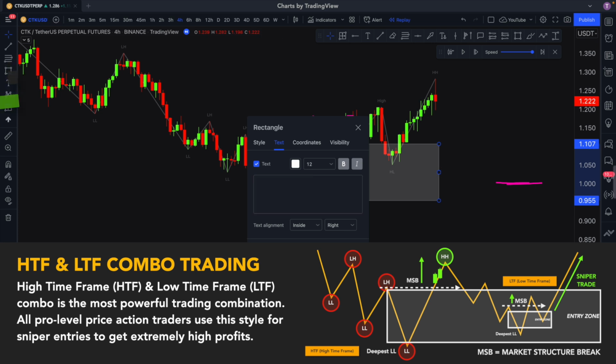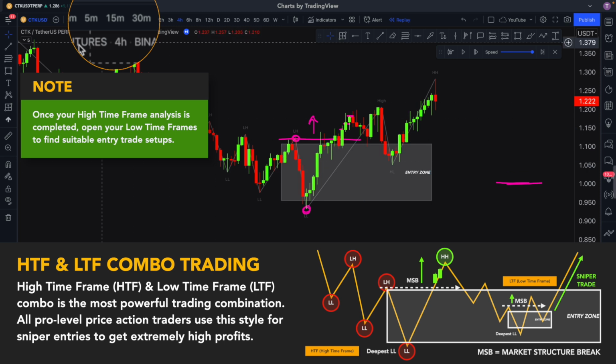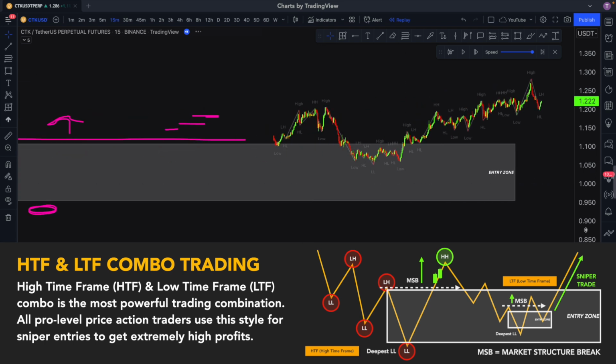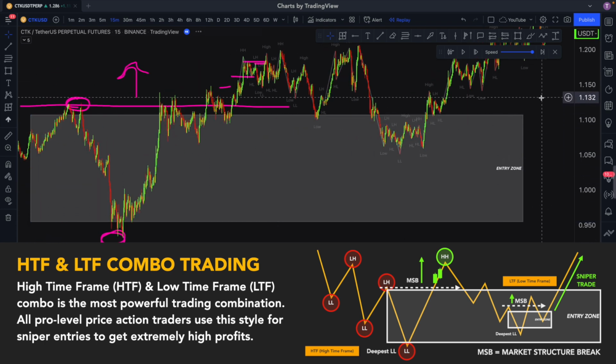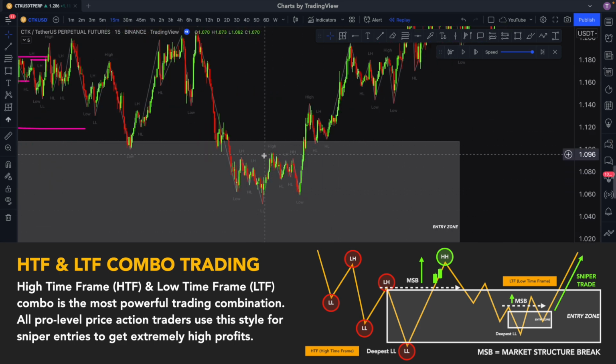What is the next step? Open your low time frame and start looking for a micro market structure break in your big entry zone for a suitable entry. As you can see, 15-minute structure, a clear market structure break with a micro entry zone.